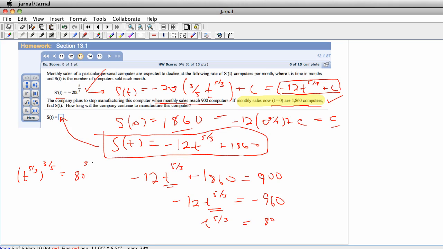So if I raise both sides to the 3/5 power, that should still be true. If this was true originally, then raising both sides to the 3/5 power should still be true, but on the left side, I end up with just t, because 5/3 times 3/5 is 1. And over on the right side, I have 13 point something something something. So about 14 months, I believe, is the answer. I don't know how accurate they want that answer, but that's easy to do in a calculator.